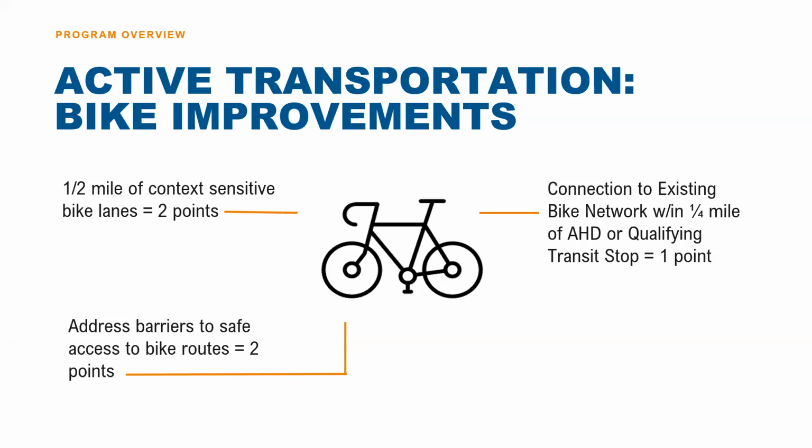The next point section related to bike infrastructure relates to network connectivity. If your project, either through proposed or existing bikeways, runs within a quarter mile of either the affordable housing development or your qualifying transit stop, you'll get the full points awarded for that section. The final 2 points available have to do with safe bicycle access. Here, a public agency will need to verify that the proposed improvements address at least 2 specific access or network barriers. This list is provided by the program and includes things like improving sight distance and visibility and the elimination of potential conflict points.